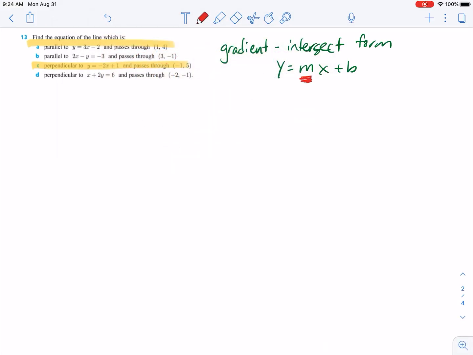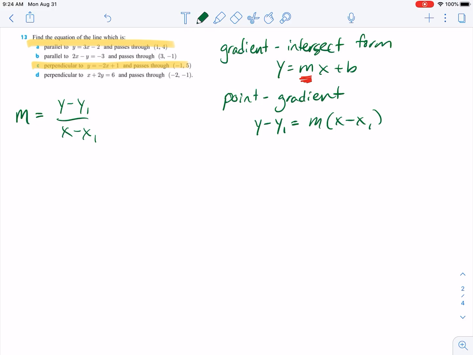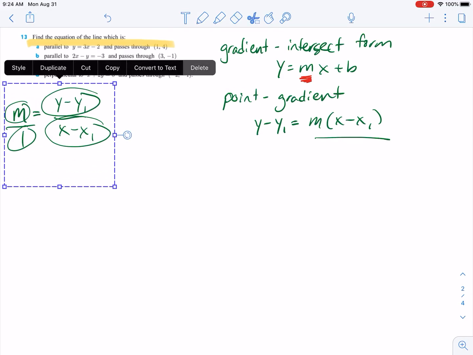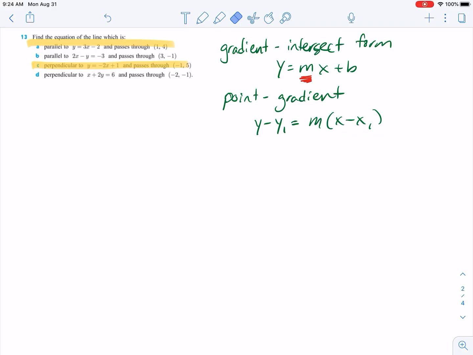The next one is the point-gradient form. This one comes from the slope equation, y minus y1 is equal to m times x minus x1. What we did is we said the slope, or gradient, is y minus y1 over x minus x1, and then we cross-multiplied. So this m gets multiplied by x minus x1, and the 1 gets multiplied by y minus y1. That's the point-gradient form.